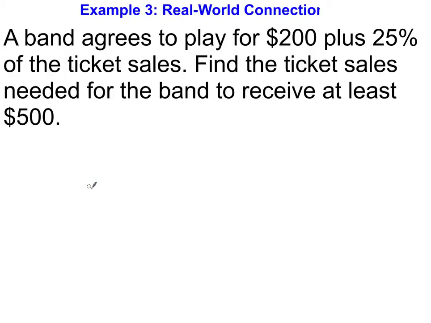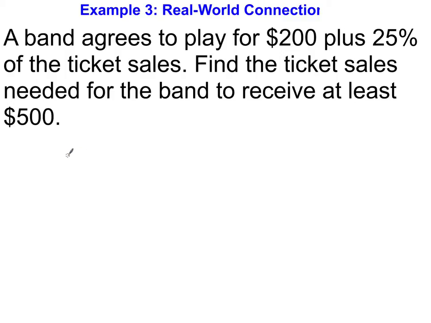Okay, example 3. A band agrees to play for $200 plus 25% of the ticket sales. Find the ticket sales needed for the band to receive at least $500. So we need to write an inequality for this. Go ahead and pause the video and try to do that.